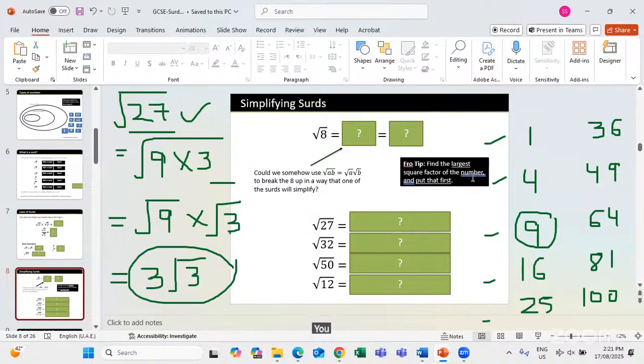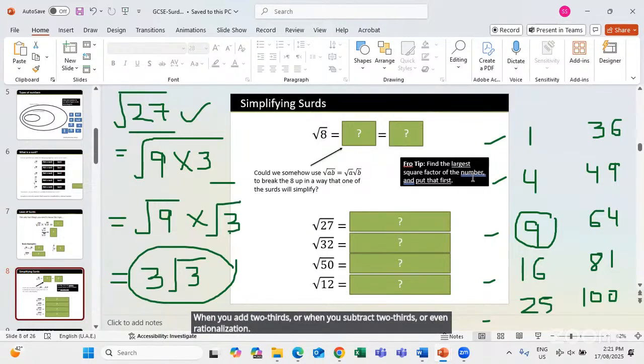You will have to use this kind of simplification while giving your final answer in surds, when you add two surds or when you subtract two surds, or even rationalization. So we will be discussing each of them one by one.